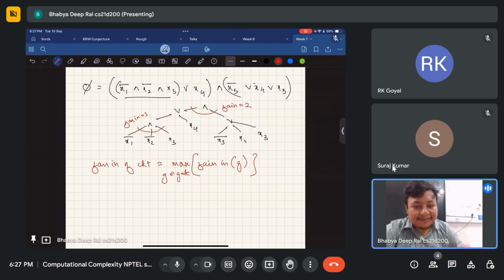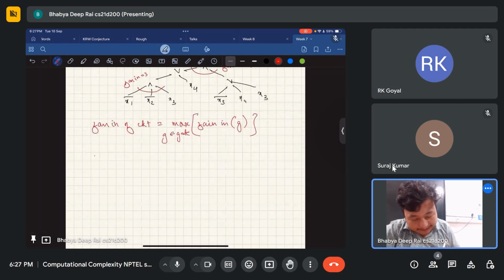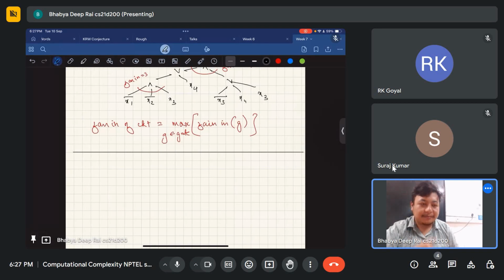Okay, and one such restriction is fan-in. Okay, I'll come to this now. Before I come to this, now I'll talk about the uniformity argument.